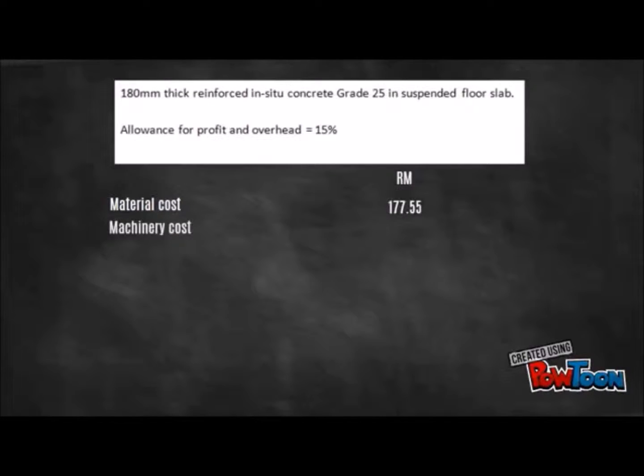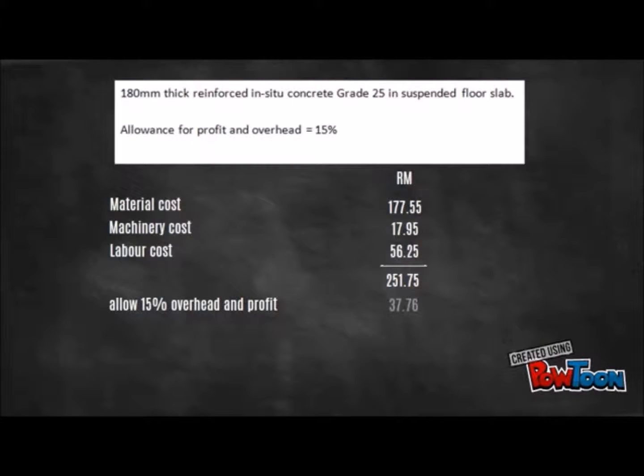Total up the material cost, machinery cost, and labor cost, and add a percentage of profit and overhead to the sum to get the final cost of concrete per meter cube.